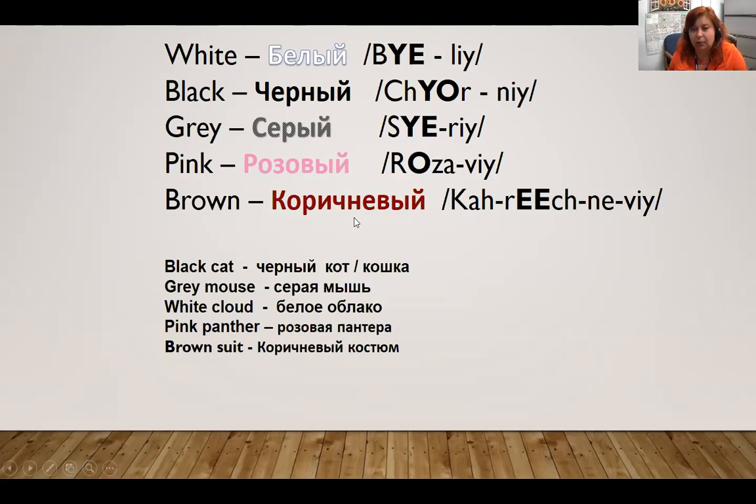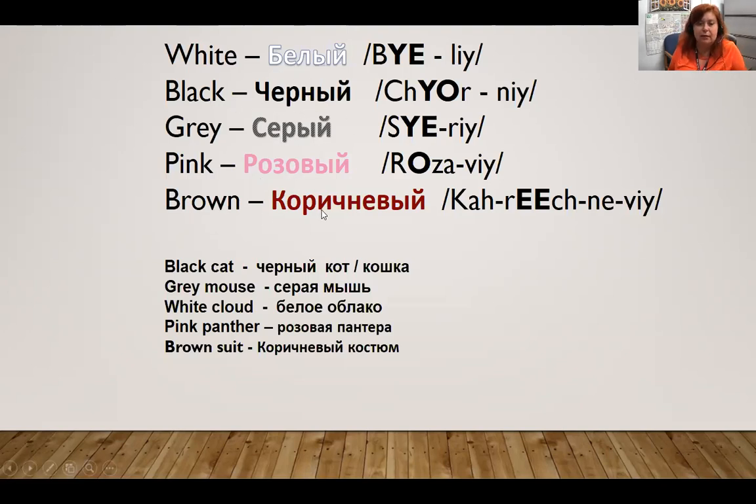Magda, could you repeat after me? Белый, черный, серый, розовый, коричневый. Молодец. So let's use these colors in a sentence.